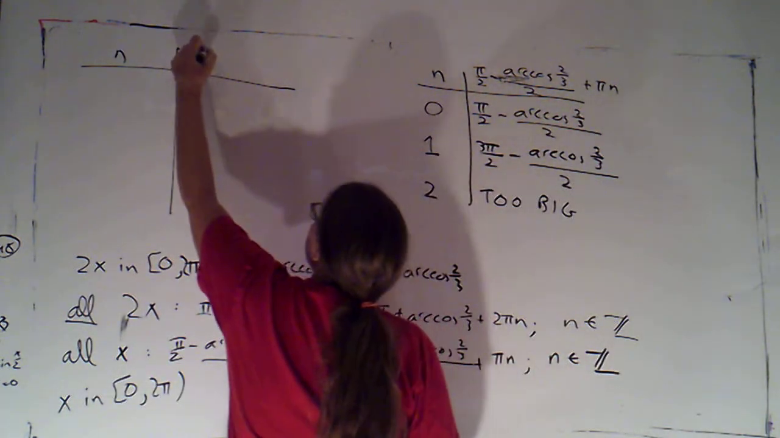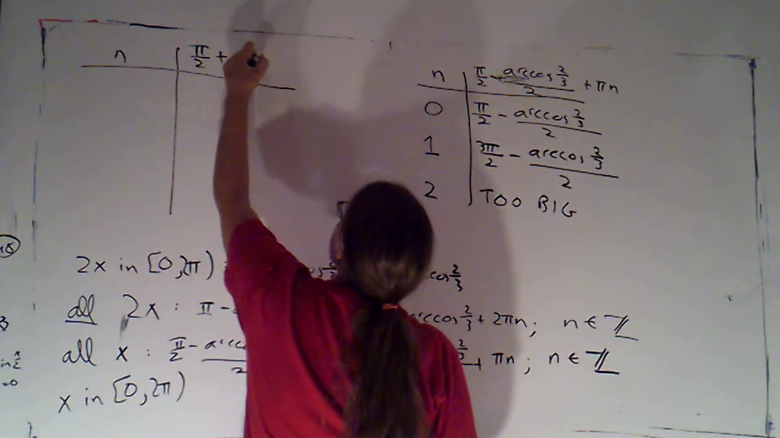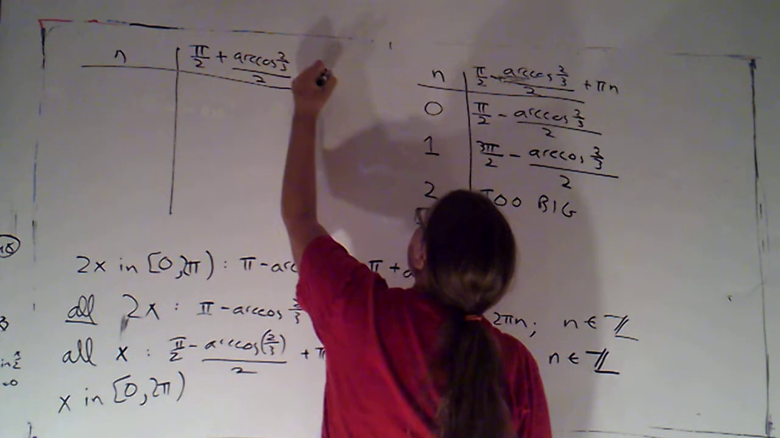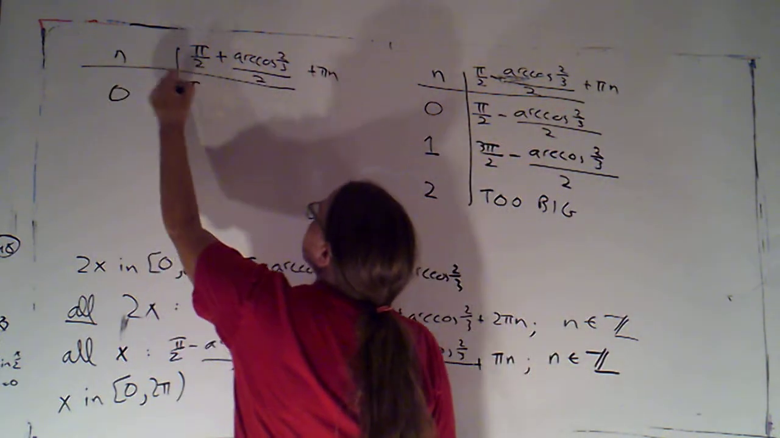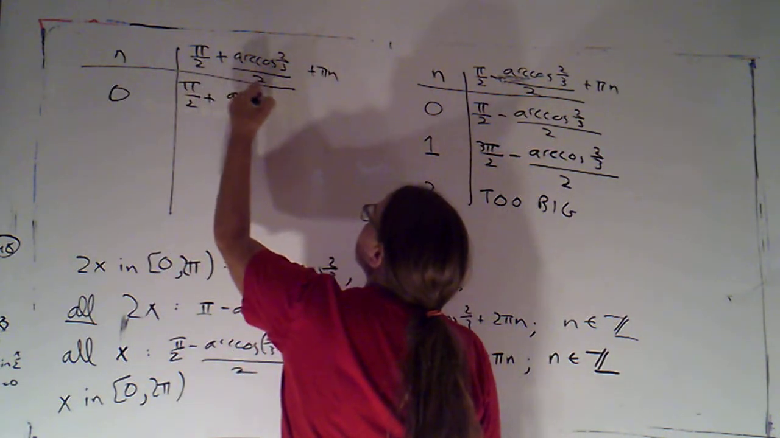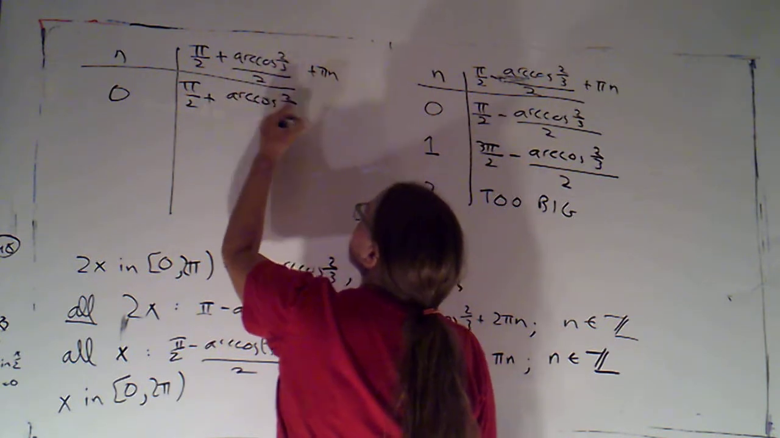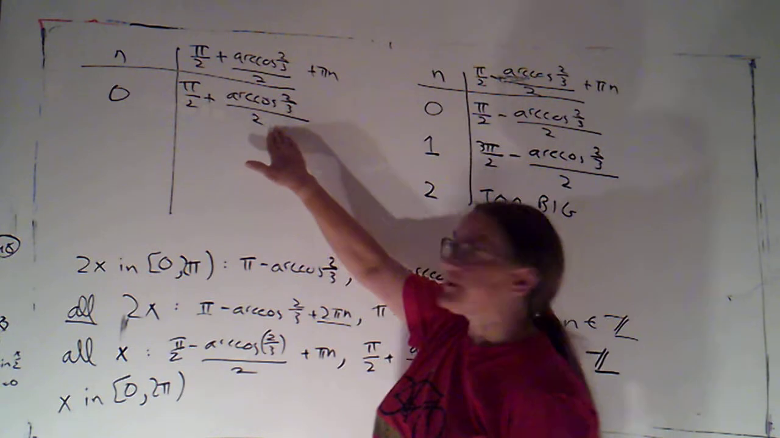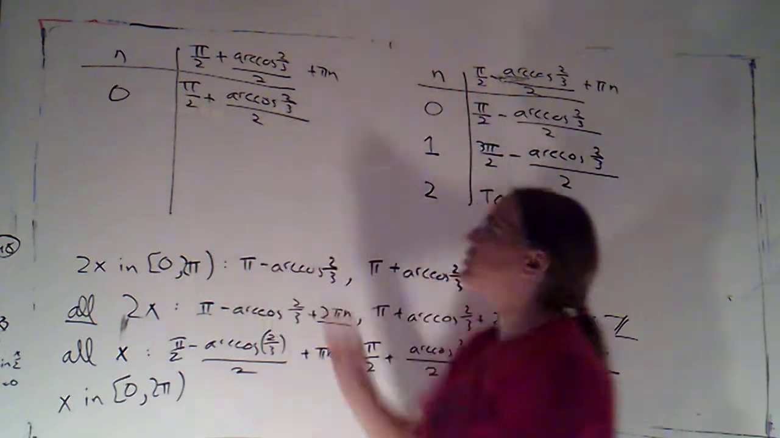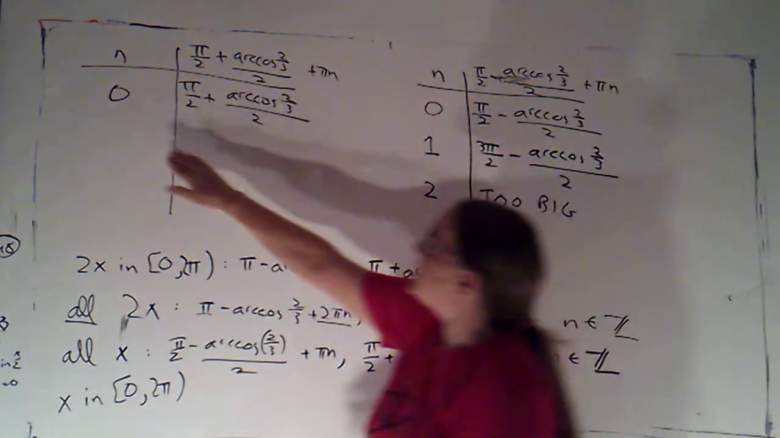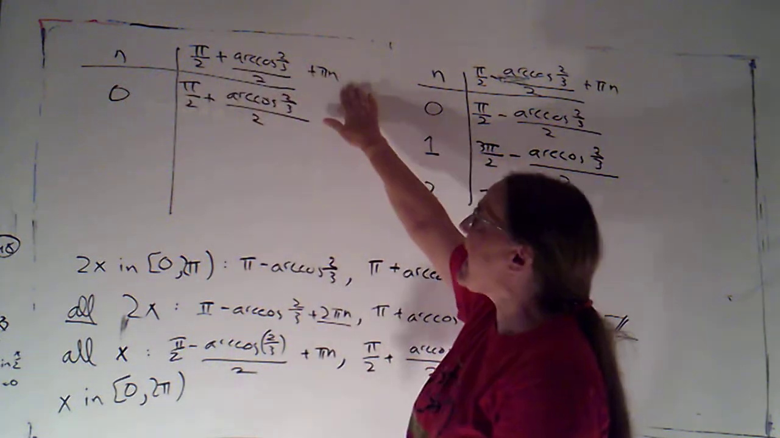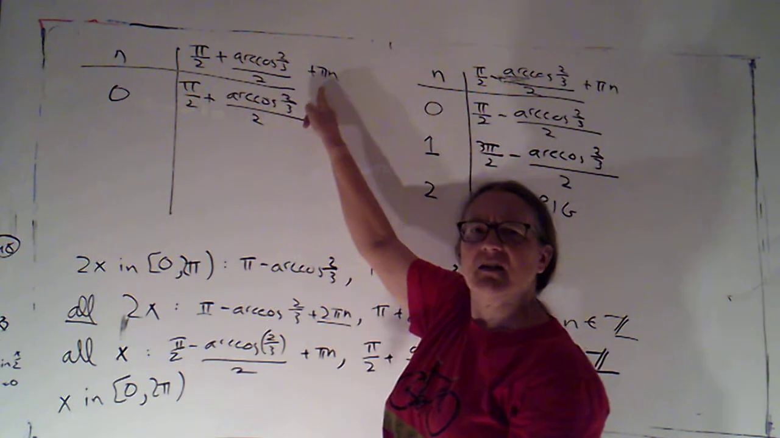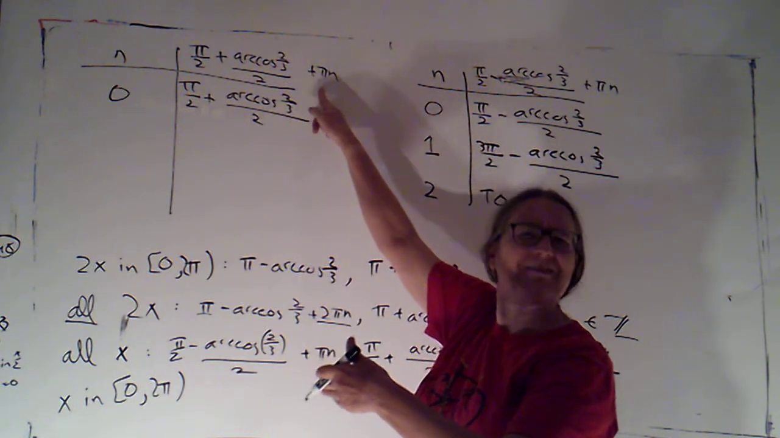So here's pi over 2 plus arc cosine of 2/3 over 2 plus pi n. Again, if n is 0, I just get pi over 2 plus arc cosine of 2/3 over 2. That's going to actually be pi over 2 plus an acute angle, so that's an angle in quadrant 2. I couldn't let n be any smaller, though, because if n was negative, I'd have this acute angle plus pi over 2 minus pi, which would be minus pi over 2. I'd have a negative angle.